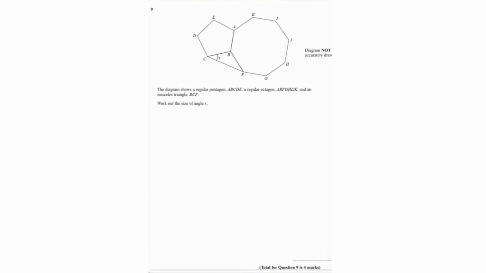For this one, it says that the diagram shows a regular pentagon ABCDE, a regular octagon ABFGHIJK, and an isosceles triangle BCF. If it's an isosceles, then this is equal to this. This is also x. We have to work out the size of angle x.